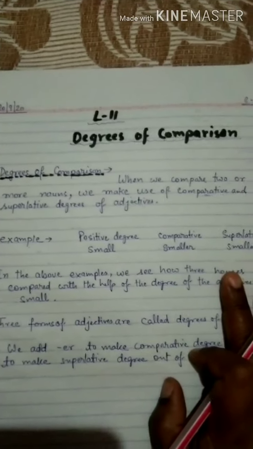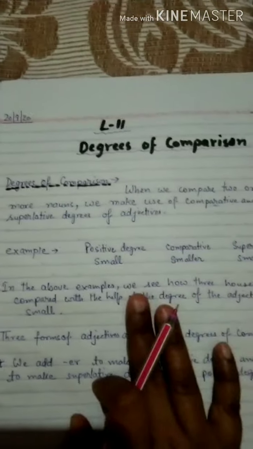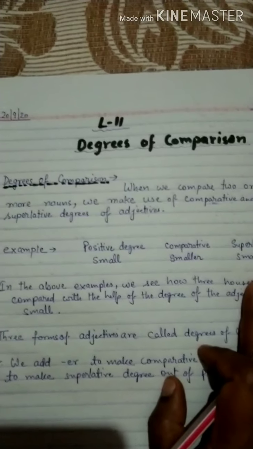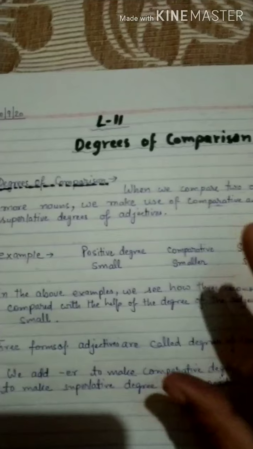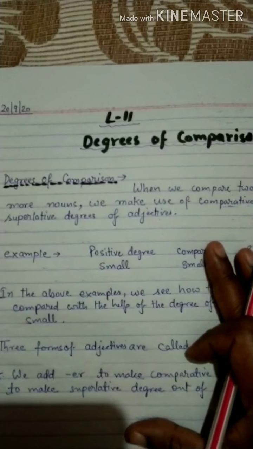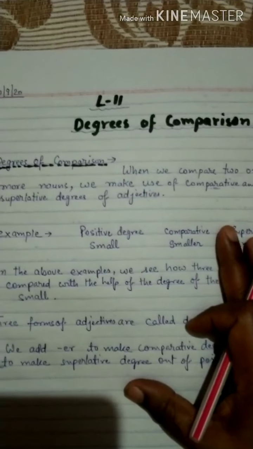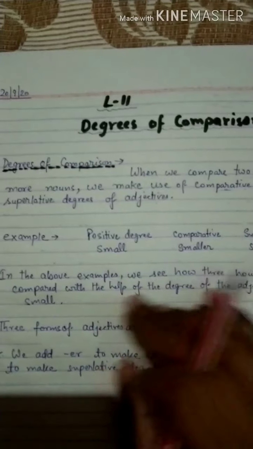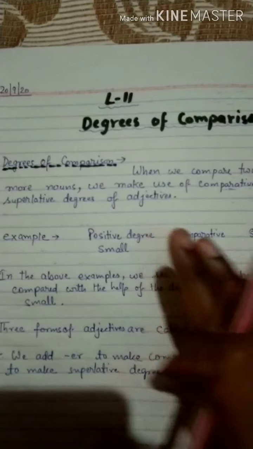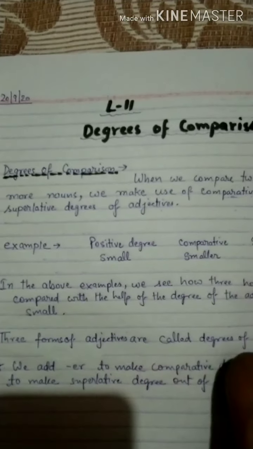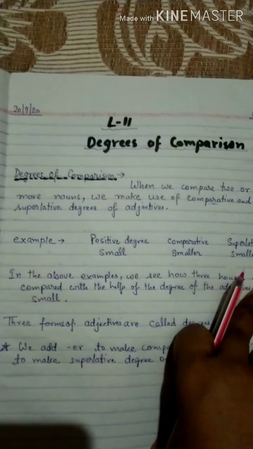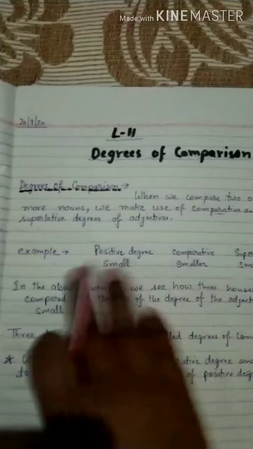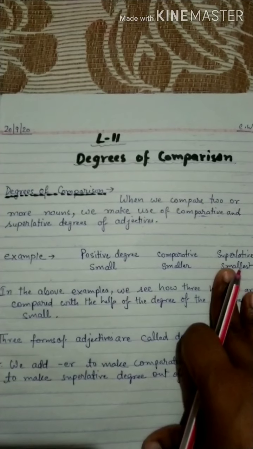Today's homework is that you have to learn the chapter, degrees of comparison. Go through it and read the chapter properly, and ask me in the class about any difficult word or difficult paragraph you feel. Okay, students, continue with the chapter and complete it neatly and nicely.